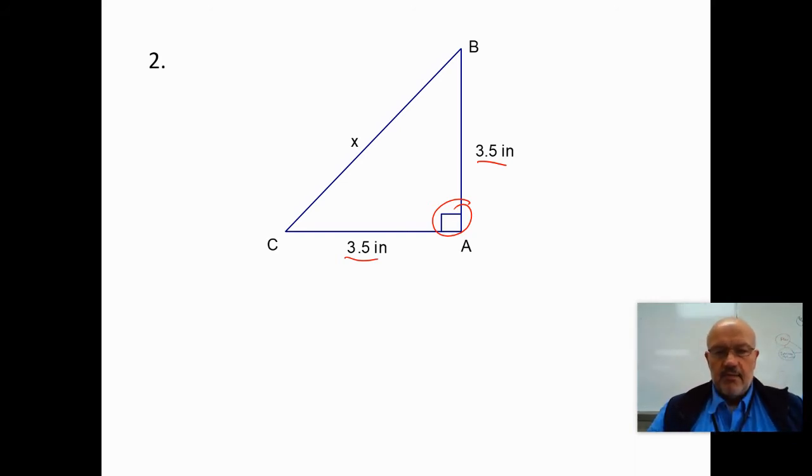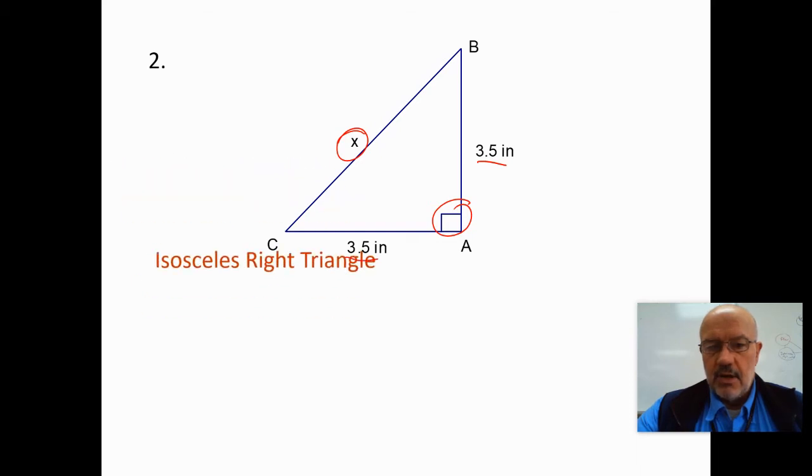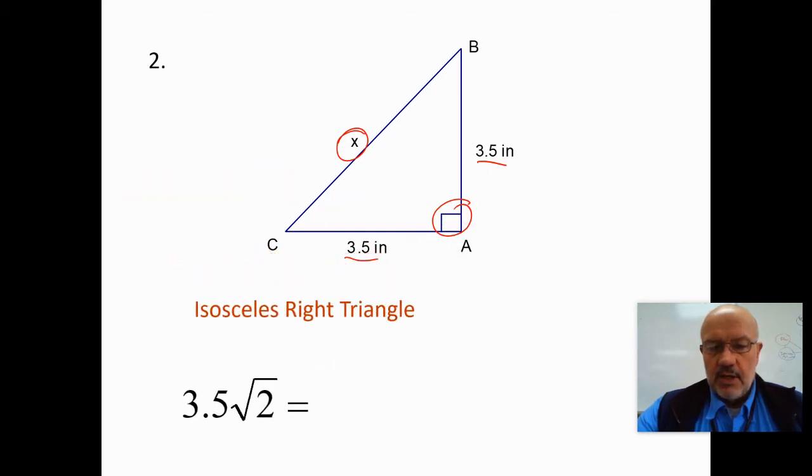You know from lesson 11.3 on special triangles that the hypotenuse, which they're asking us to find here, is the square root of 2 times one of the legs in an isosceles right triangle. So don't make harder work of it than it is. 3.5 times the square root of 2, 4.9 inches. And I will not be going to the calculator for that. I think you all know how to do that on a calculator.